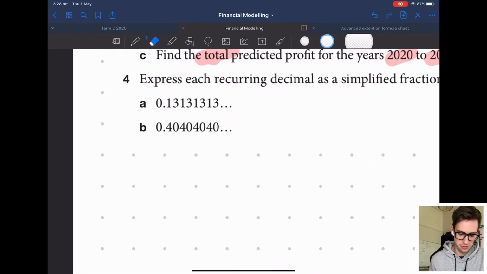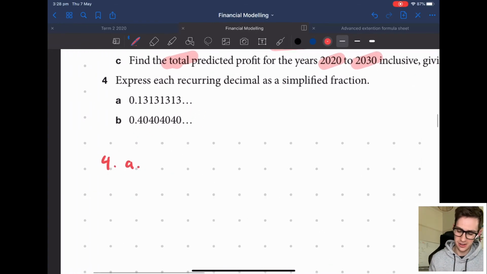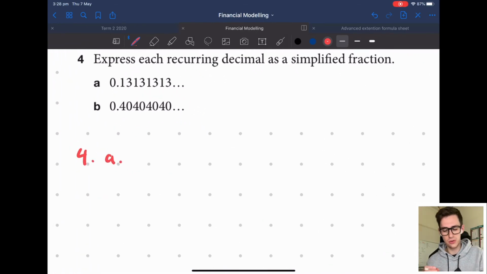Now we're going to do part 4, which looks unassumingly innocent, but it can actually be quite tricky to get your head around. We are going to be expressing each recurring decimal as a simplified fraction. Now, there are lots of ways to do this actual trick. You can actually do it using fractions and algebra, which is a lot nicer. But we're going to use geometric series because we can.